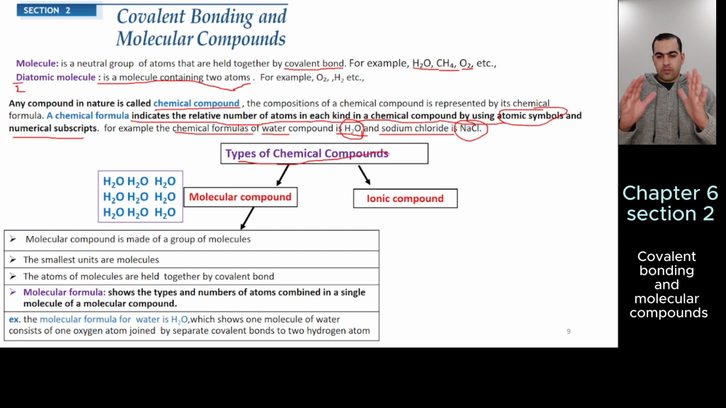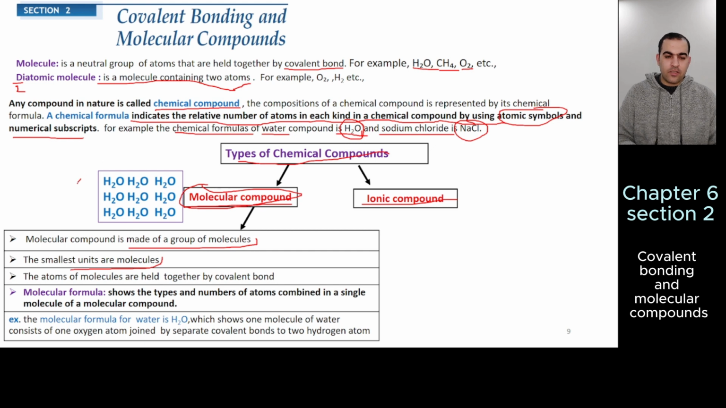Here we're going to talk about types of chemical compounds. There are two types: molecular compounds and ionic compounds. Here we're not going to talk about ionic compounds; later we will. Today we're going to talk about molecular compounds. What is a molecular compound? It is a compound made of a group of molecules. A group of molecules together makes a compound called a molecular compound, and the basic units are molecules.